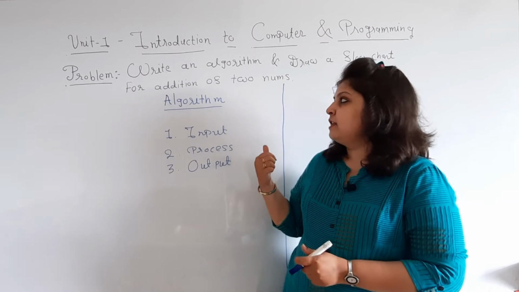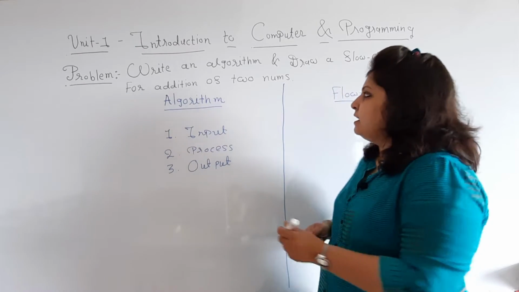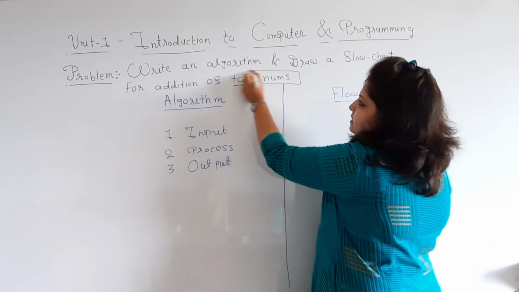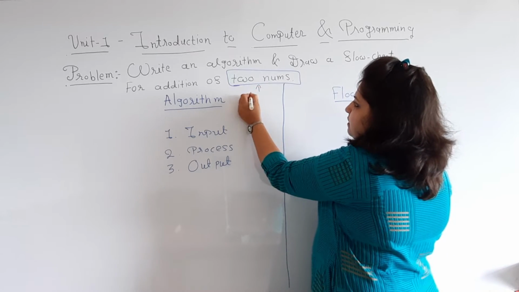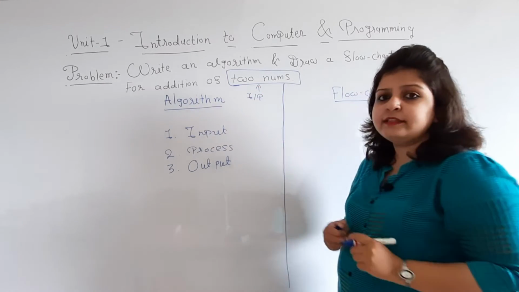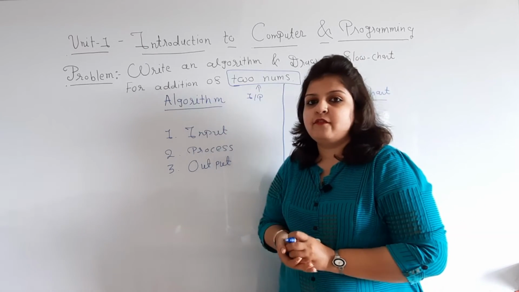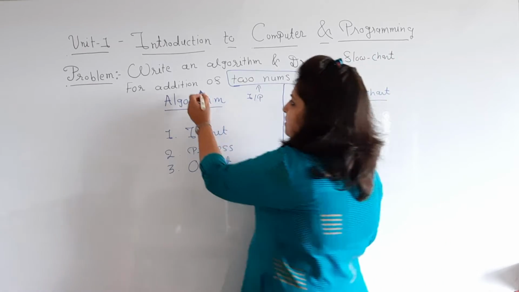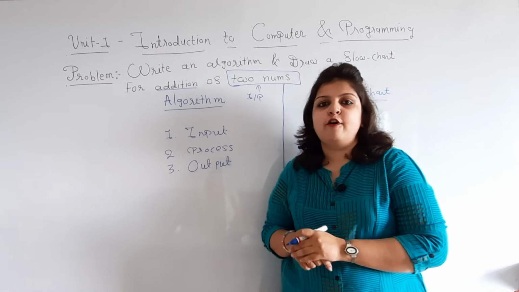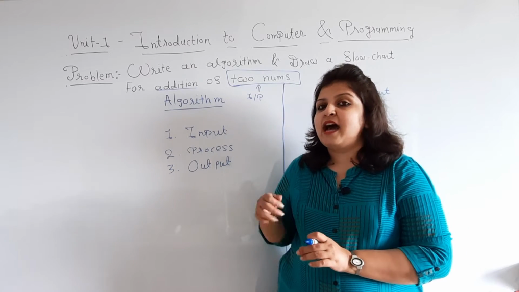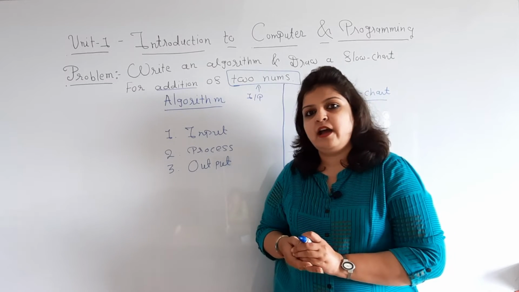So first think about what will be the input for this problem. Addition of two numbers means we need two numbers, so that is our input. Then what will be the process? Here addition is our process. And finally, what will be the output of this problem? Here the answer of addition we have to display, so the answer of addition is our output.